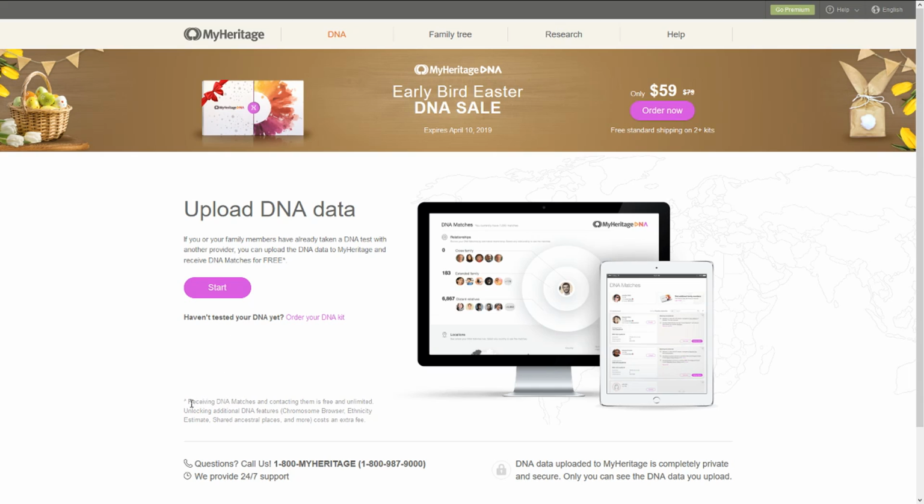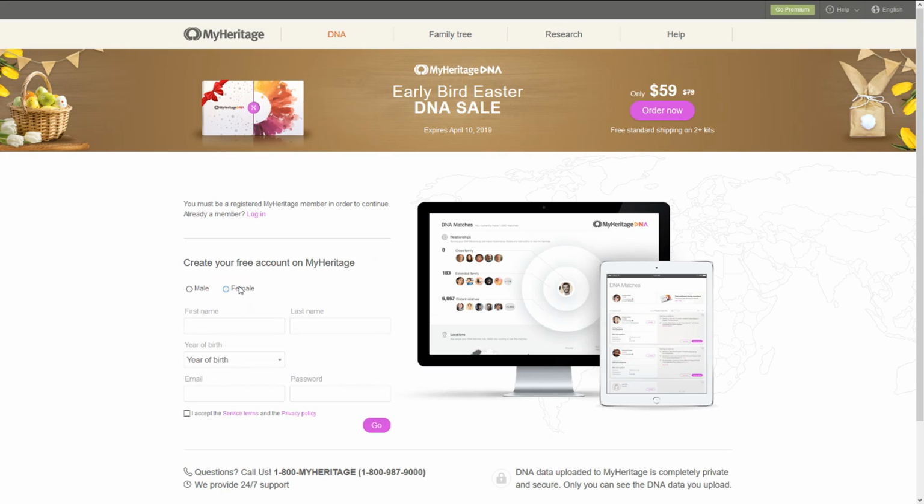It's got the little star here. It says receiving matches and contacting them is free and unlimited. Unlike additional features, chromosome browser, ethnicities, etc., which do cost more. So we're not looking at that necessarily right now. What we want to do is get a hold of more of our DNA matches.